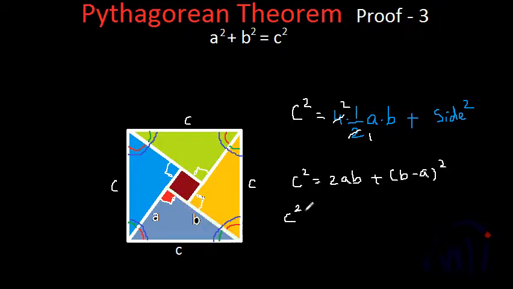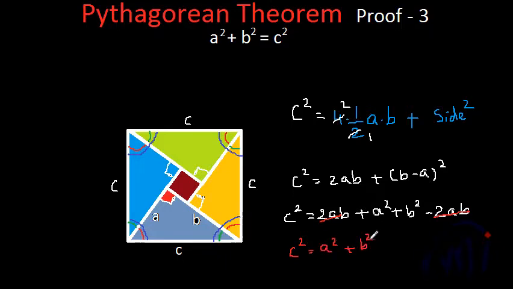That means C square is equal to 2ab plus b minus a whole square, which will be a square plus b square minus 2ab. This plus 2ab and minus 2ab will cancel each other, and from here we will have C square equal to a square plus b square, right? And what is it? It is nothing but the Pythagorean theorem. So we have proved the Pythagoras theorem using one more method.